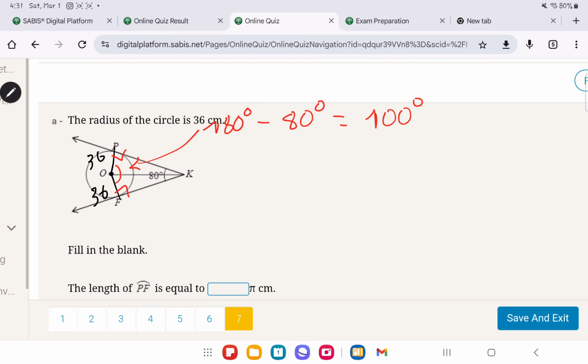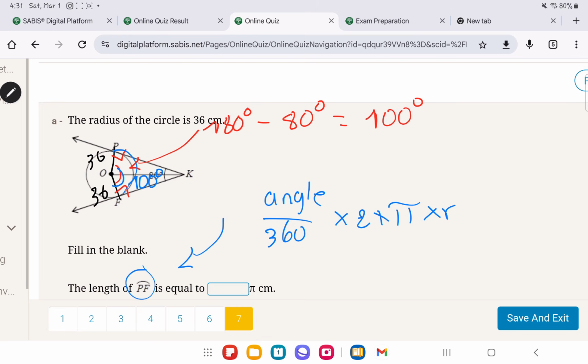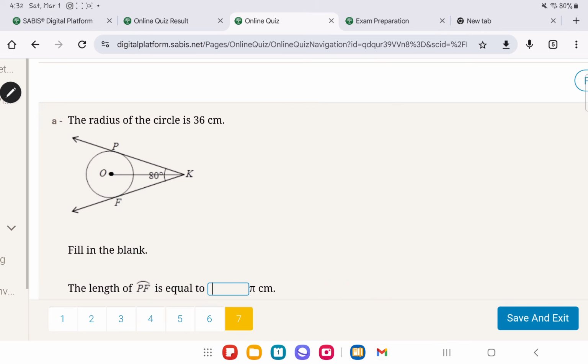100 degrees. Now, we have the angle, which is 100 degrees of the sector, and they need us to find the length of PF. The length of any sector arc is the angle over 360 times 2 times pi times the radius. So the angle is 100 over 360 times 2 times pi times 36. If you put it on the calculator, you are going to get an answer which is 20 pi centimeters.